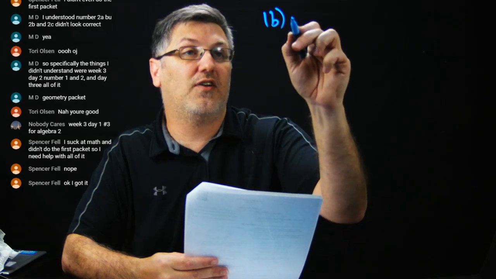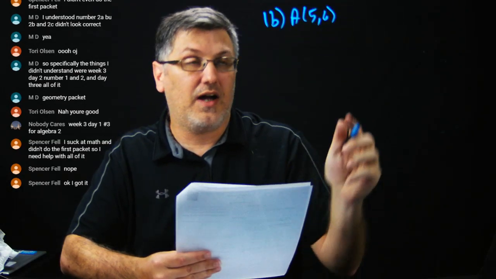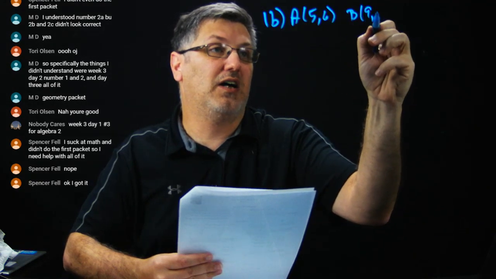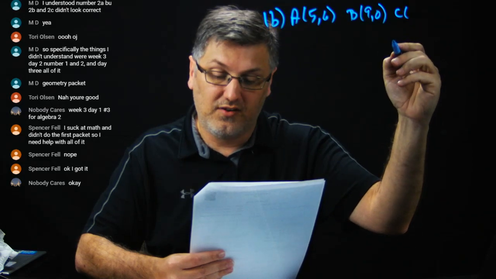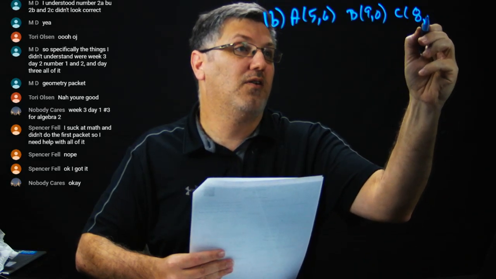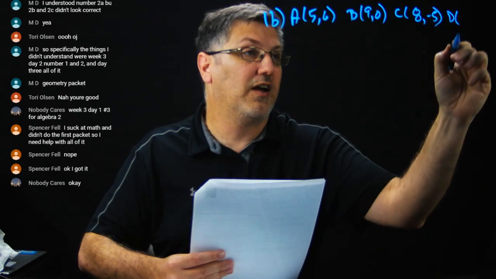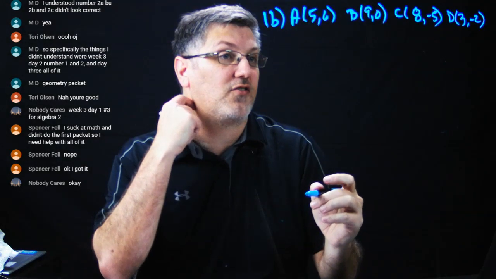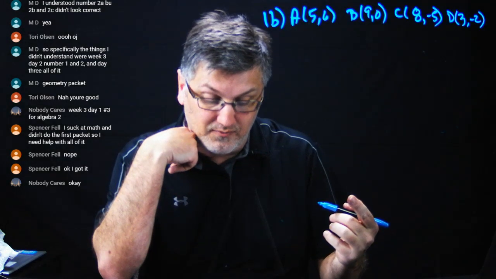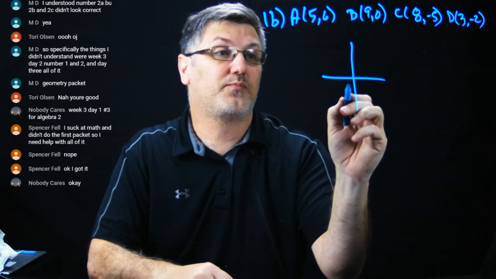1B actually asked me to use the slope and distance, and I have A at (5, 6), B at (9, 0), C at (8, -5), and D at (3, -2). Now we need to find the slope and distance of exactly one opposite side, because that's what the test actually tells me. So I want to, once again, sketch this out.